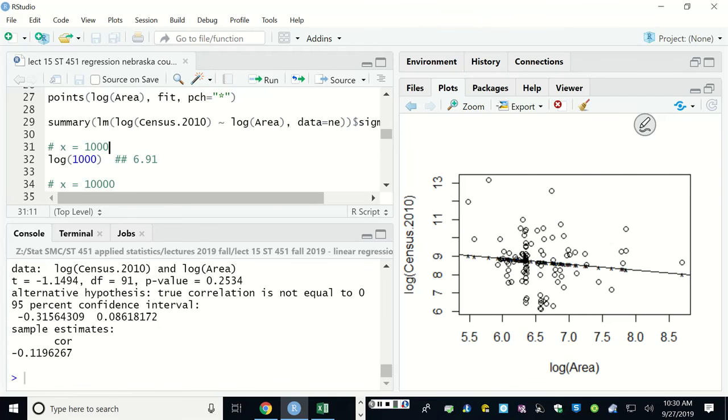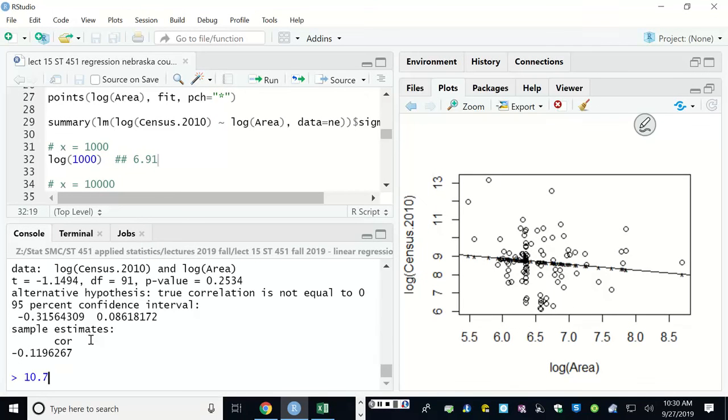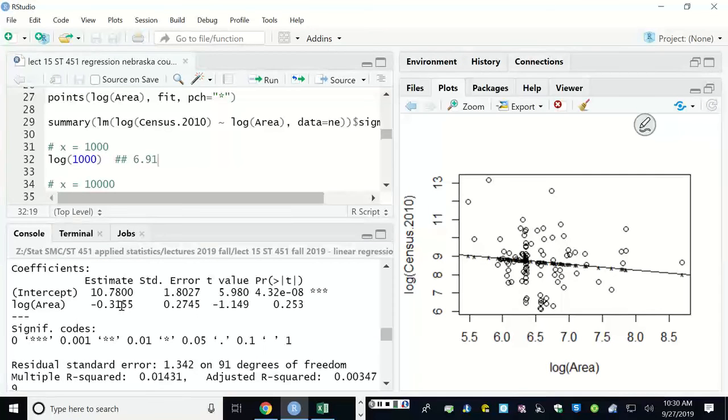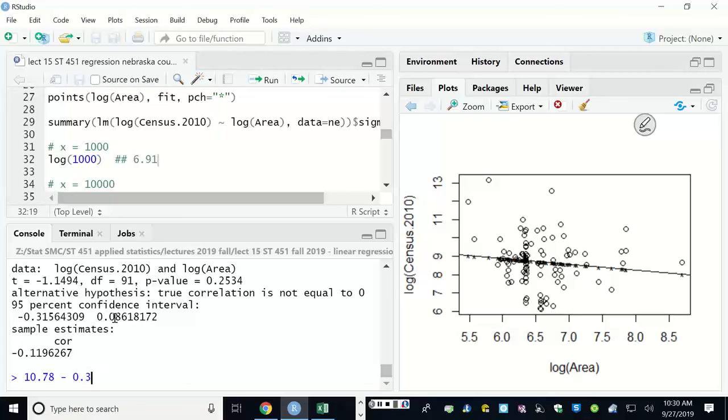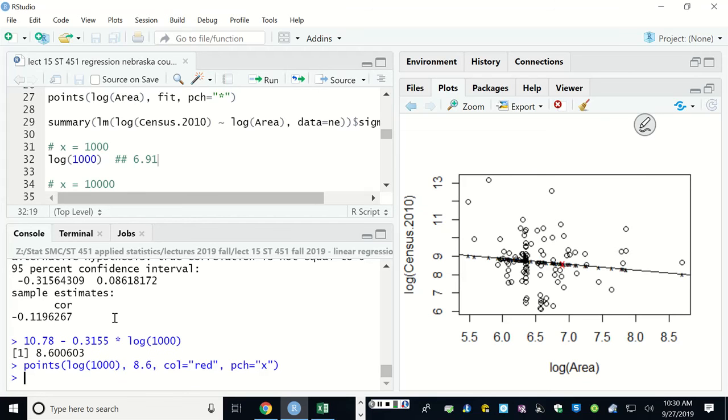Let's contrast that, how would we get that from the regression equation? In the regression equation, we had these numbers, so it's 10.78 plus or minus, because it's negative, and then the slope in there was 0.3155, so 0.3155 times, now you put it on the log scale. So there's 8.6. If we want to put a point on there, log of 1,000 and our 8.6, let's make it red, and we can change the plotting symbol to X. There's our prediction for that point.